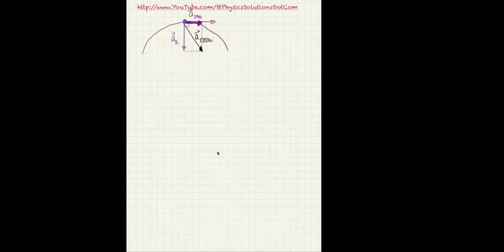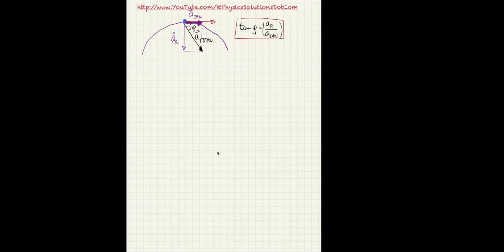And you might even say that this angle right here is phi. And we could say, for instance, that the tangent of phi is equal to opposite over adjacent. So the opposite would actually be A_R, and the adjacent would be A_tan. And that would actually allow you to figure out what that angle is. So this is something that's useful for you to have.